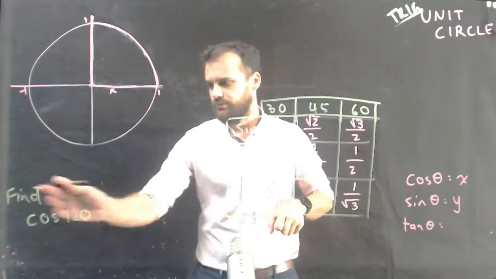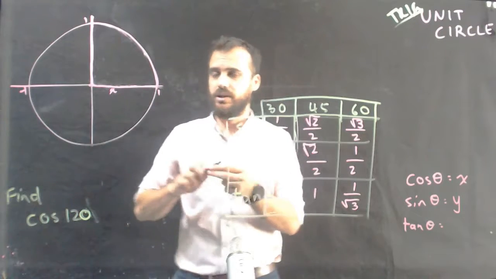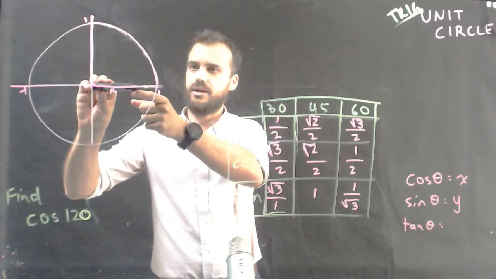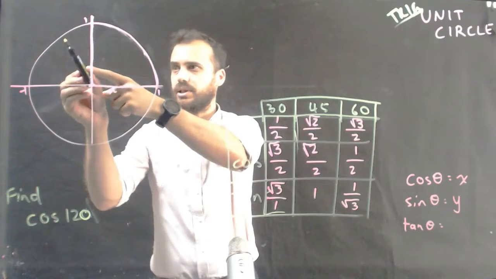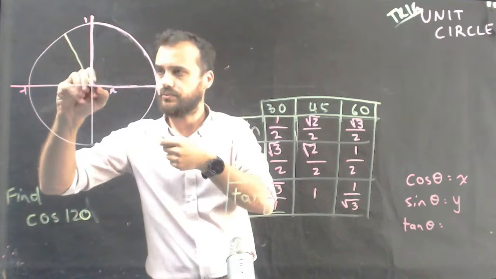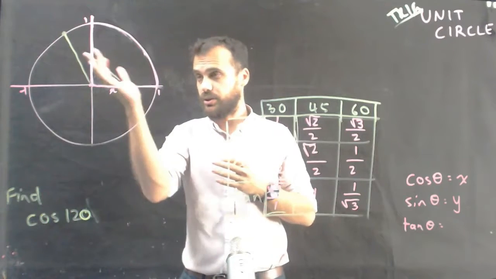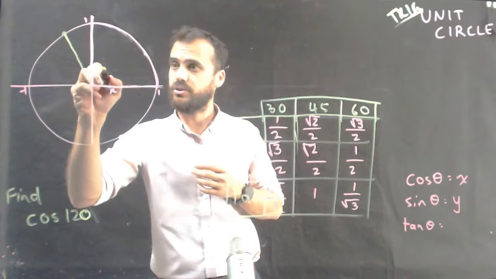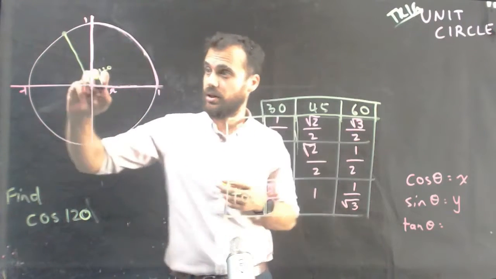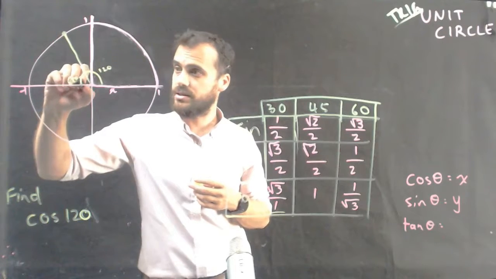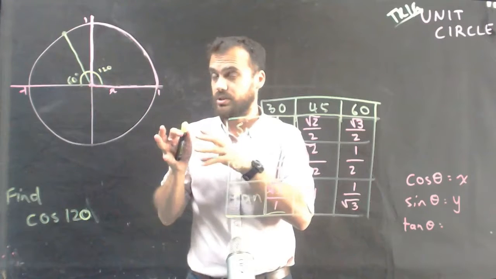So here's the question: find cosine 120. Now, in order to find cosine 120, I'm going to start from here and move 120 degrees this way. So 90 plus 30. Okay, and you can see that I've drawn that line, cosine 120. This is a 120 degree angle. Now, if that's a 120 degree angle, then I can tell you with certainty that this is a 60 degree angle. That's an important concept.